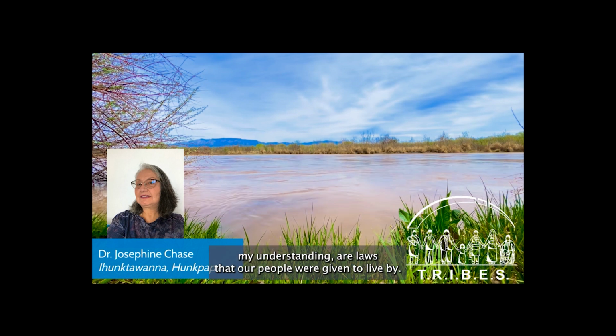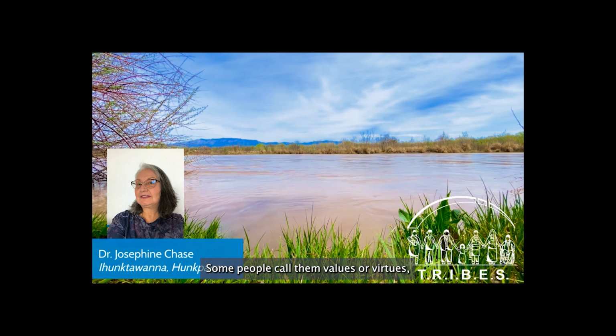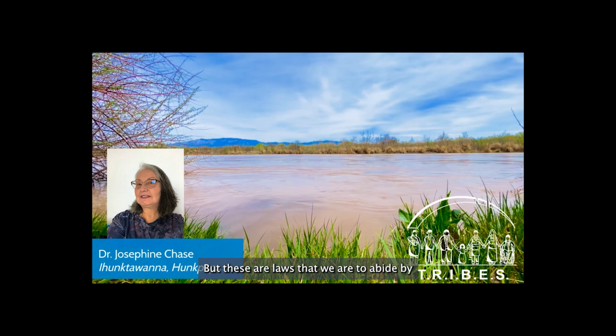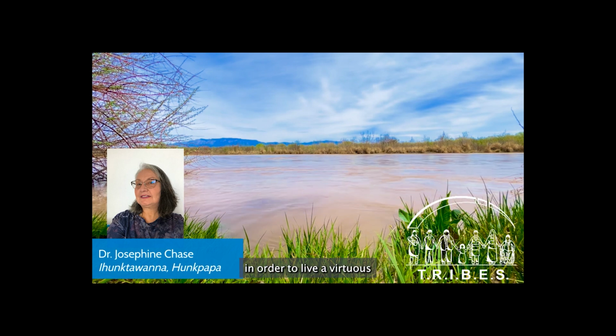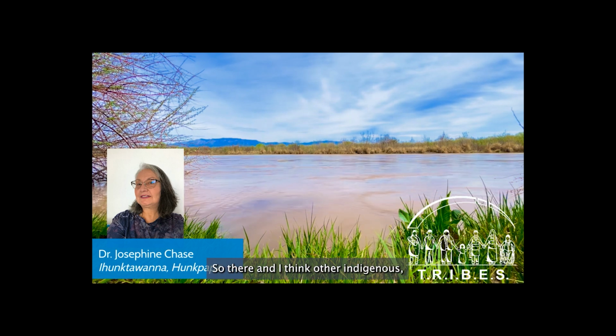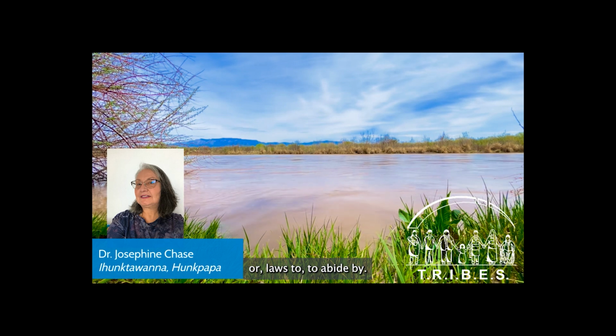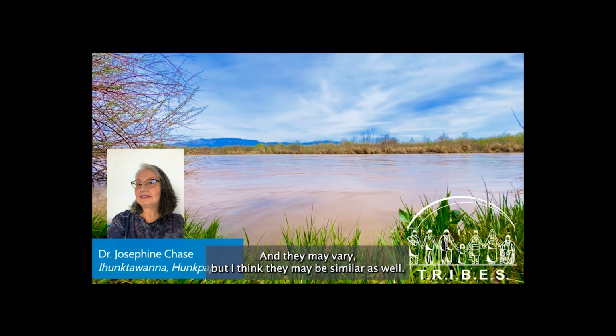The 7 laws, from my understanding, are laws that our people were given to live by. Some people call them values or virtues, but they're related, I think, to values and virtues. But these are laws that we are to abide by in order to live a virtuous and wholesome life. So and I think other indigenous peoples or native tribes have similar values or laws to abide by, and they may vary, but I think they may be similar as well.